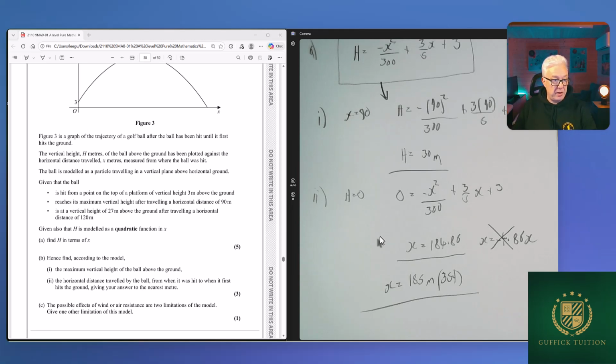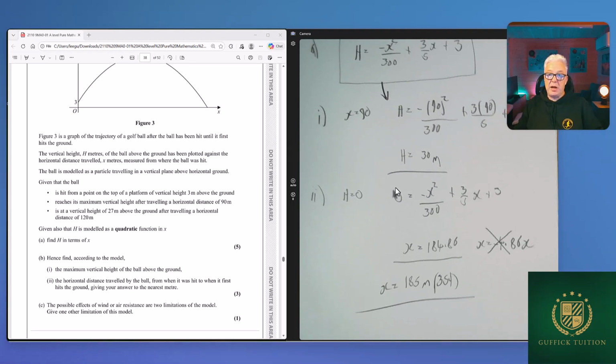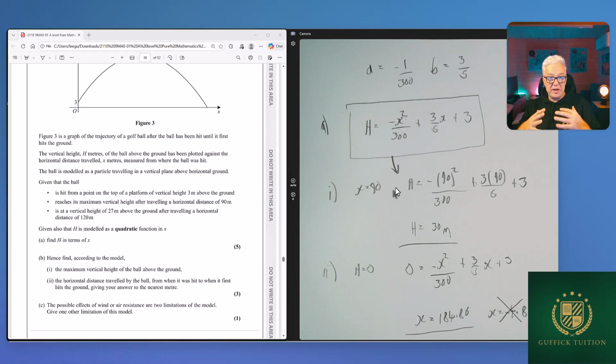We need to take into account spin on the ball. We need to take into account that the ball is not a particle and it needs to have physical dimensions. So any one of those, the ground being level, spin on the ball, having physical dimensions, any one of those would be an appropriate modelling assumption. Right, really important question that, I think, and a very good one of its type.